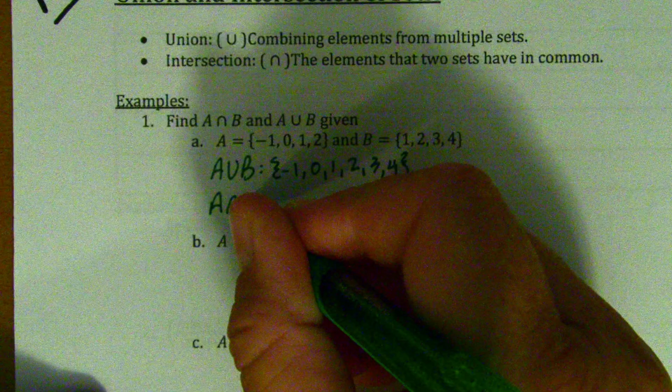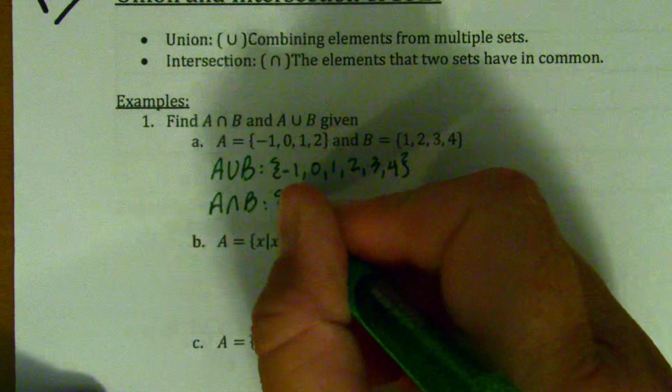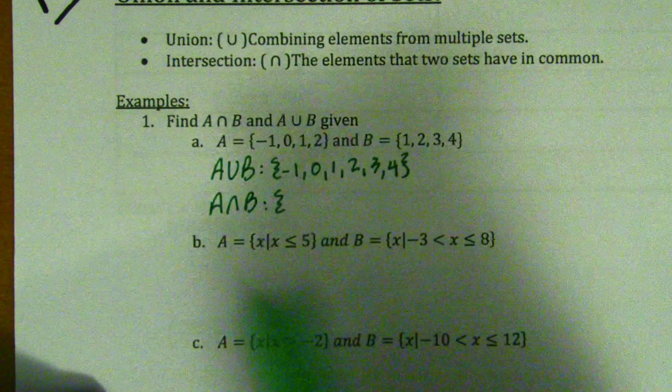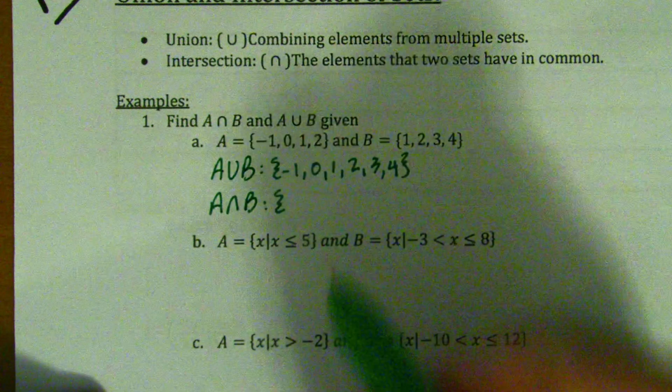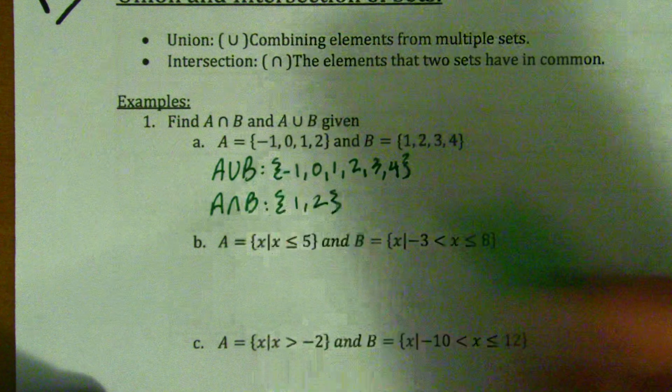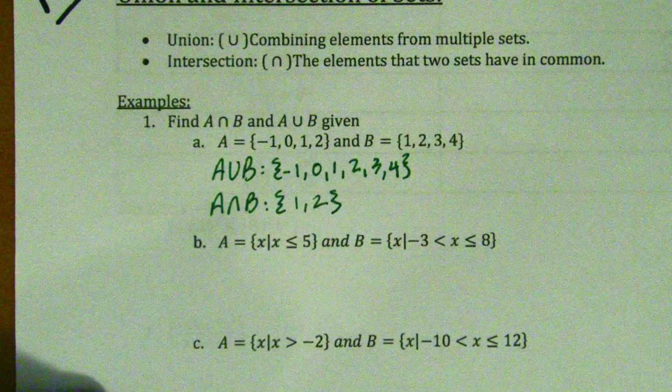The intersection of sets A and B is what they have in common. Both sets have the number 1 and both sets have the number 2, and that's it. So that's the intersection of sets A and B.